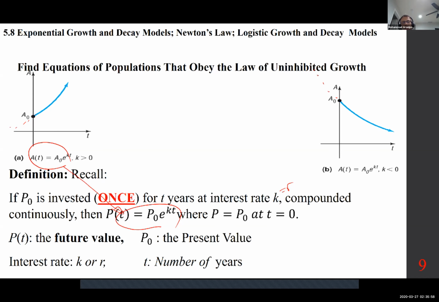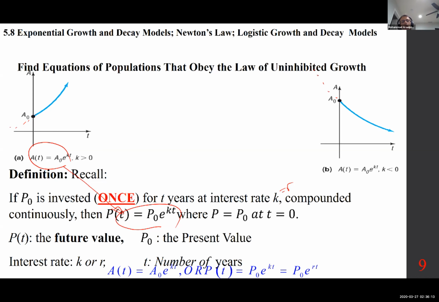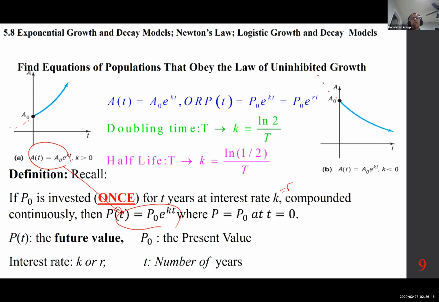If we go with that, P sub 0 is called the present value, okay? And P of t, what we end up with, or A, if we put it on the left side, is the future value. And so A of t is A sub 0 e to the power of kt, or P of t is P sub 0 e to the power of kt, or P sub 0 e to the power of rt. I'm writing all of them.